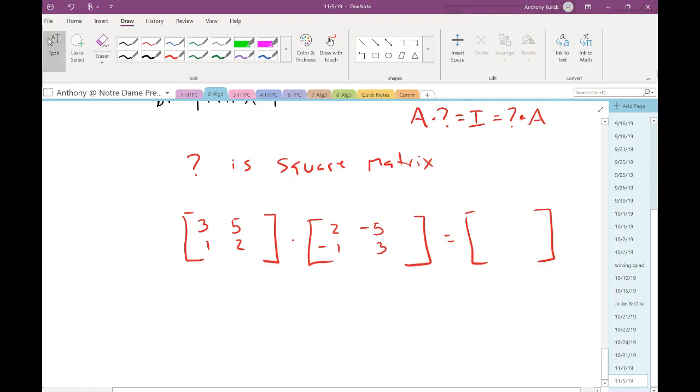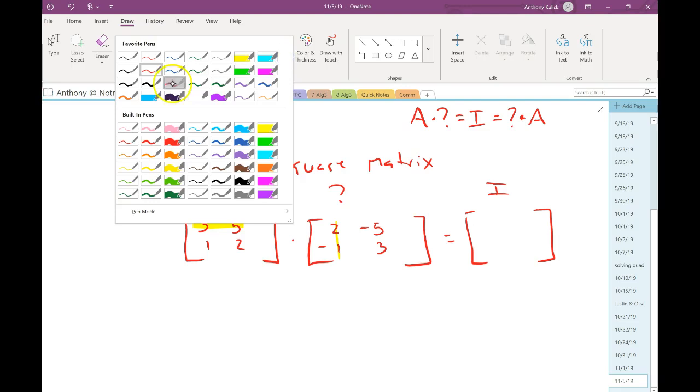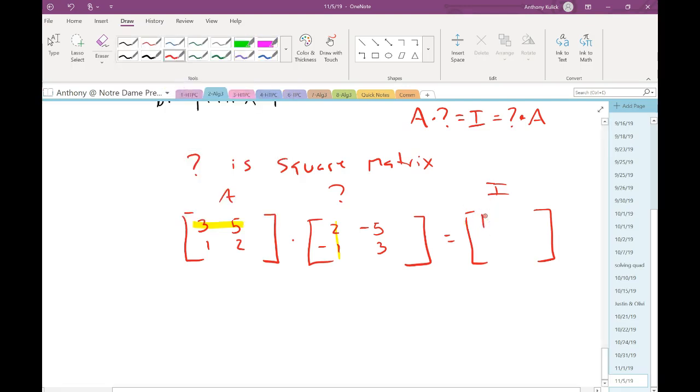So I claim that this is A and this is question mark, and I'm going to get I back from this. Let's check real quick. So row times column. 3 times 2 is 6. 5 times -1 is -5. 6 minus 5 is 1. 3 times -5 is -15. 5 times 3 is +15. -15 plus 15 is 0.